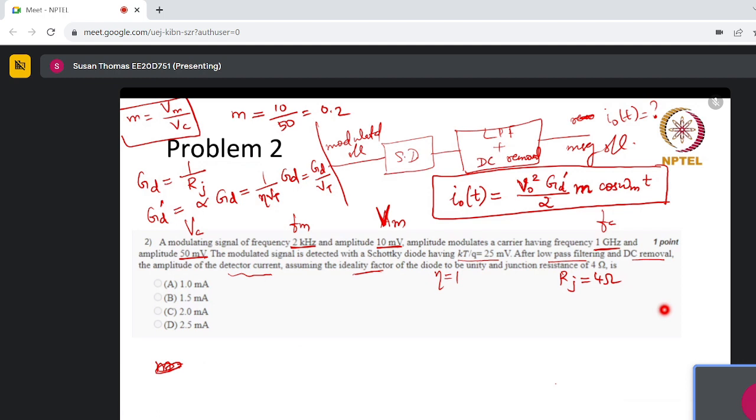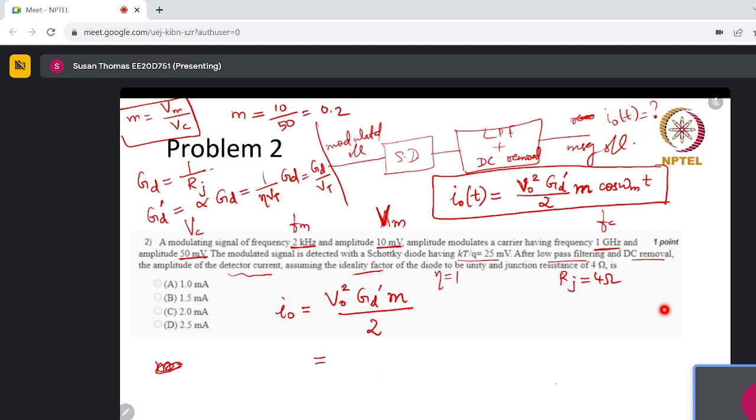Now try to calculate. We are looking only at the amplitude of the detector current. The amplitude is basically I naught, which is V naught square GD dash M by 2, and you can take cos omega mt to be at its maximum. What is V naught? V naught is the carrier amplitude. Now can you try calculating this?